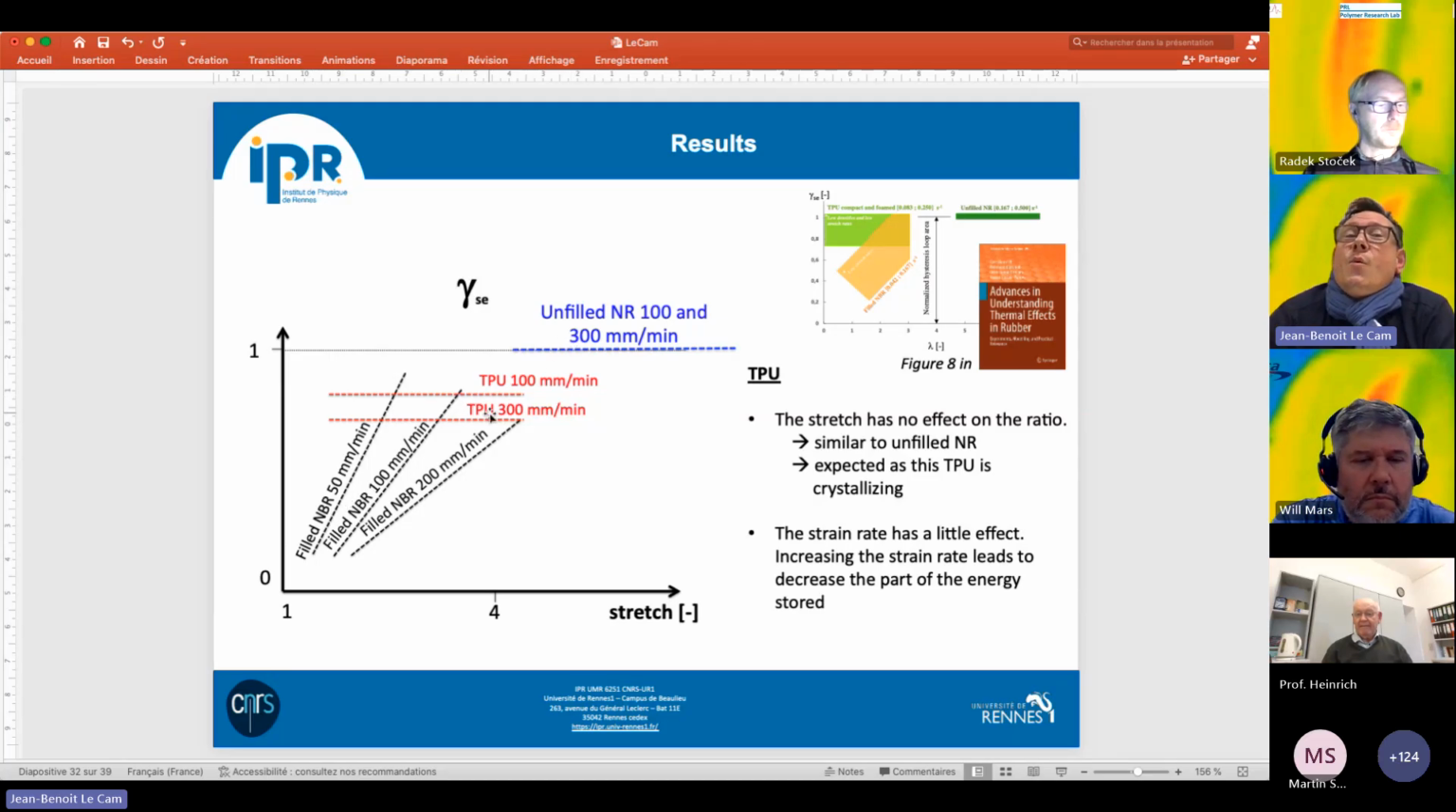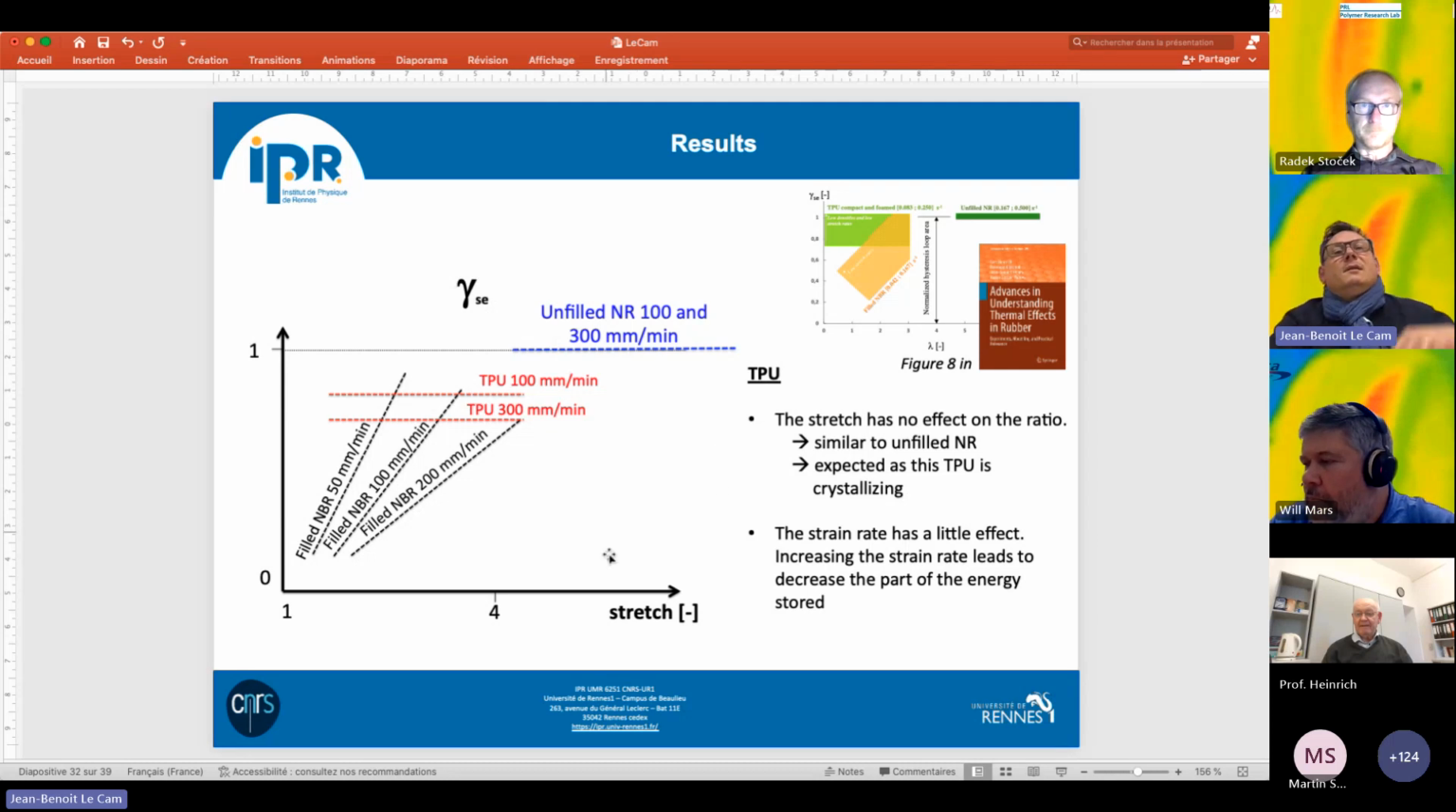And this is why, energetically speaking, the TPU is close to NR. This is also maybe why there is strong resistance to crack growth of the two types of macromolecular systems. There are a lot of investigations that could be done from an energetical point of view.